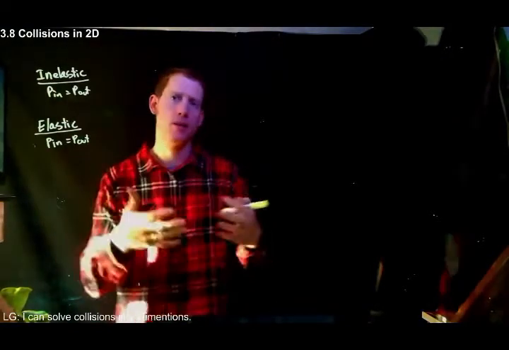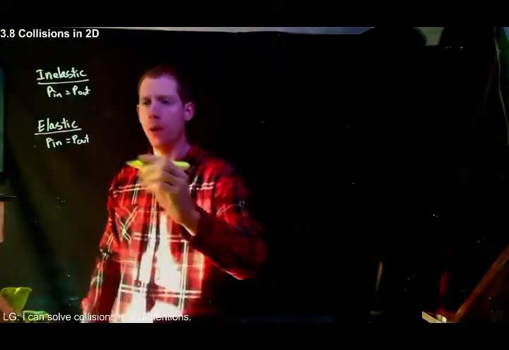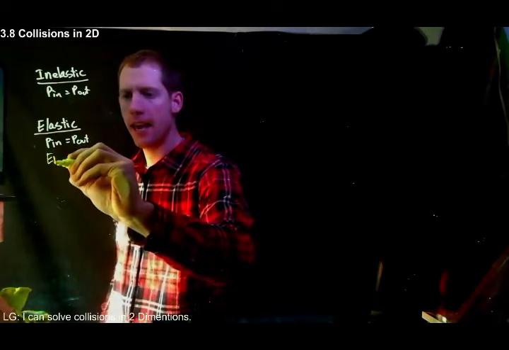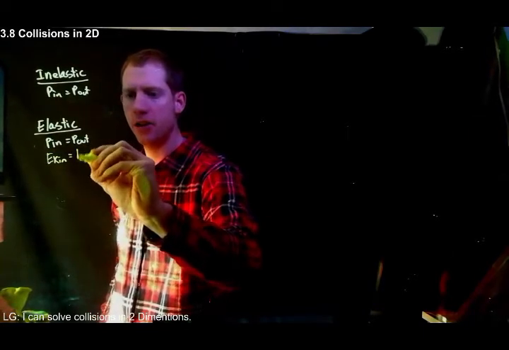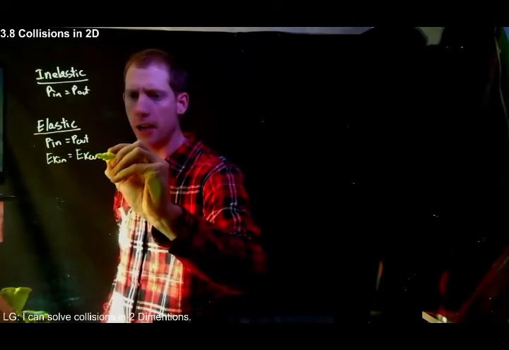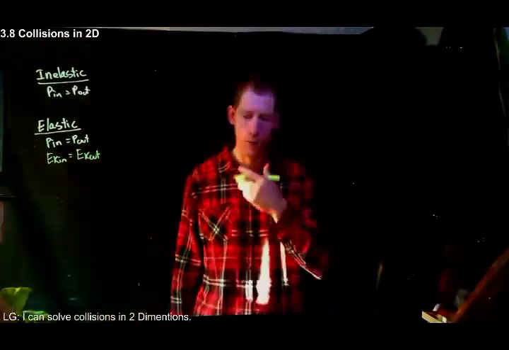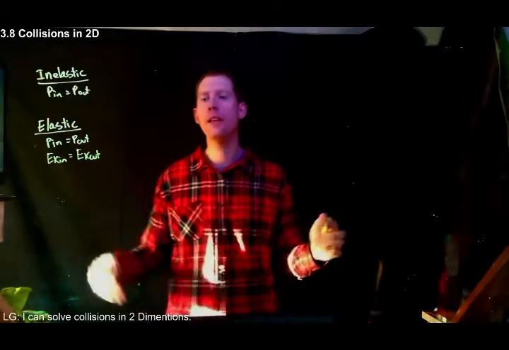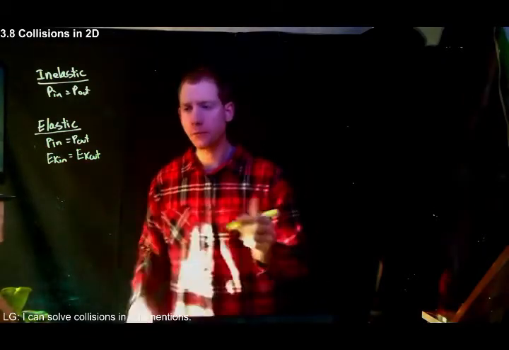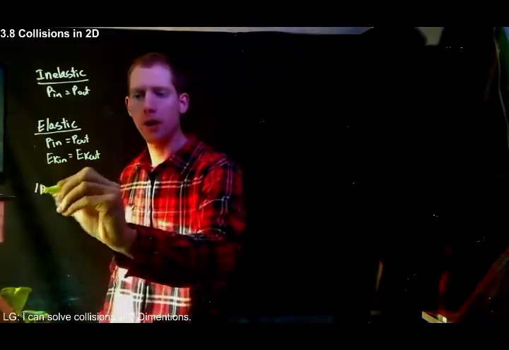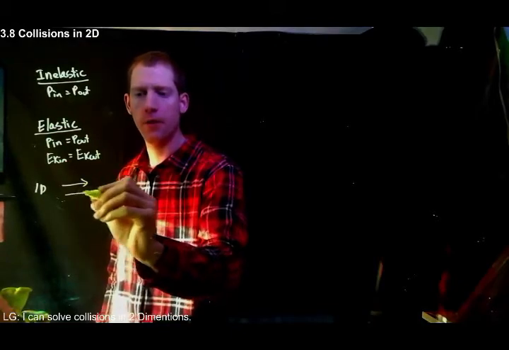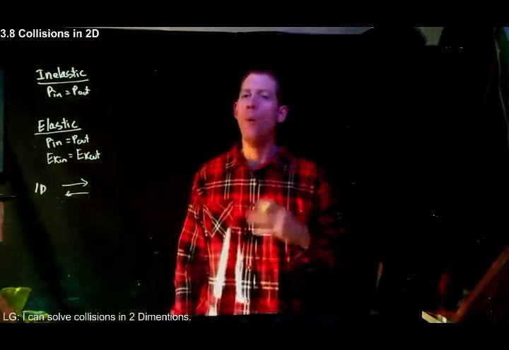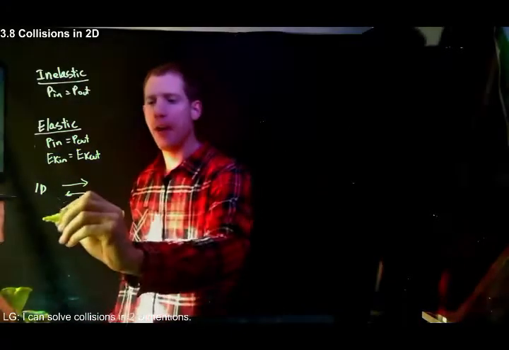And then sometimes in a collision, you can have a mixture of those two. We know that the kinetic energy in is going to be the kinetic energy out. So that's what we know. And we only did that in one dimension. One dimension was just going left or right. What happens if I have two dimensions?